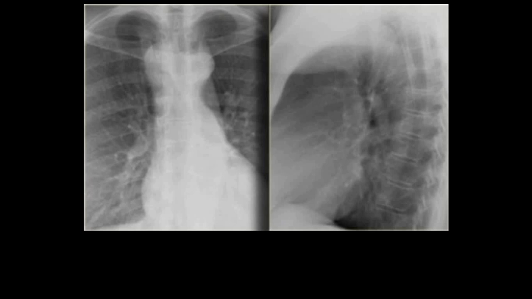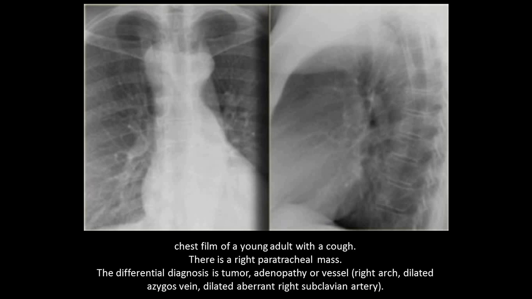So what do you see here? This is a chest X-ray, PA projection. This is the lateral projection. This is the aortic knob, right? So this is normal on the left. But what is on the right here? We see that there is a right parasternal or paravertebral mass or soft tissue. The differential for this one is either tumor, adenopathy, or a vessel, maybe a right arch, dilated esophageal vein, or dilated aberrant right subclavian artery.